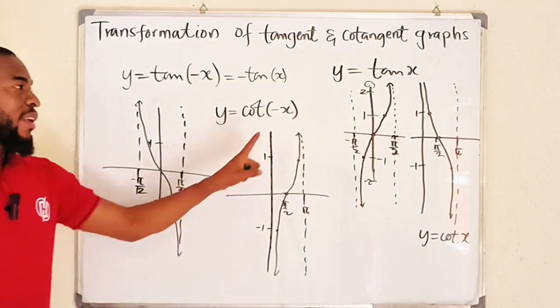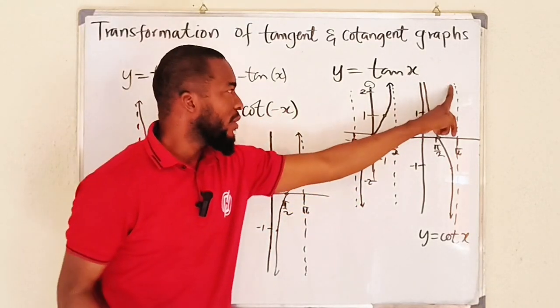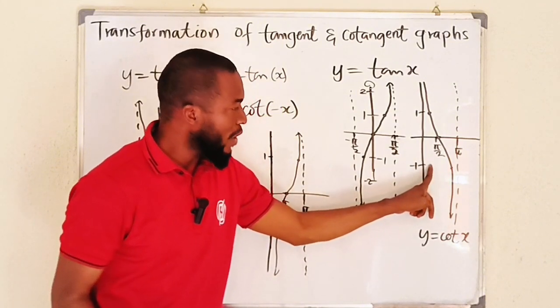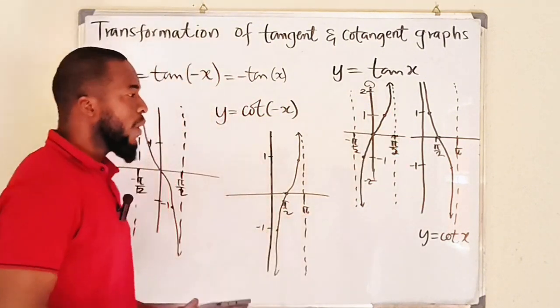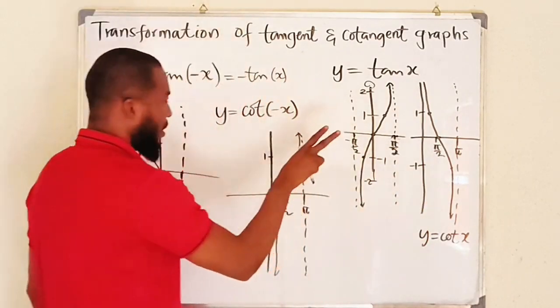So the graph will look like this. This is what? A reflection about y-axis. I have taken this point to this, and this point to this one. Reflection. Or you can simply take this point up, you bring this down. They mean the same thing.